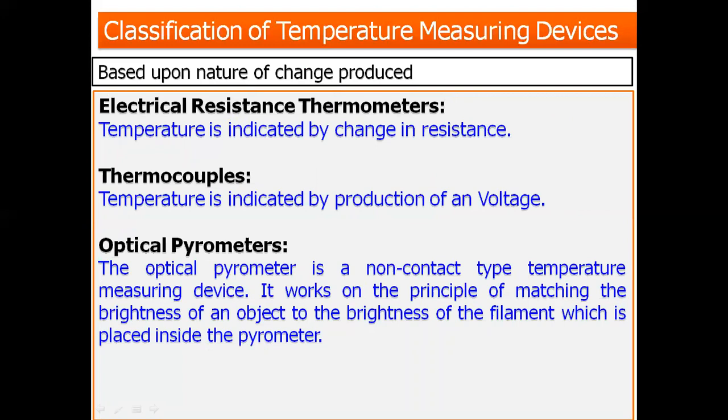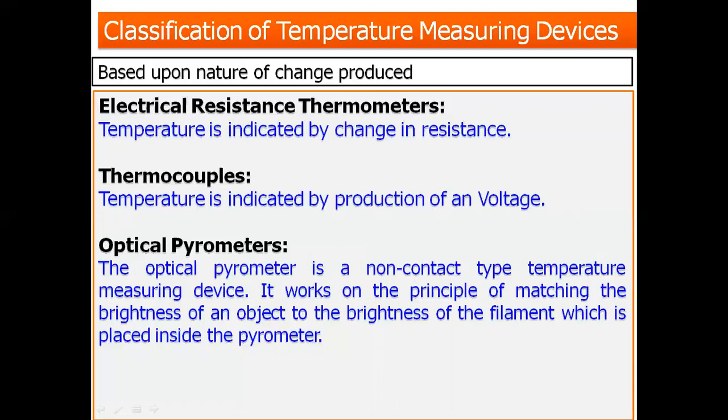Then we can have electrical resistance thermometers. Over here, as the temperature changes, the resistance of the device changes, and when that device is clubbed with an electronic circuit, it can give you a change in the resistance, and that indirectly gives you the change in temperature. Then we have thermocouples. In a thermocouple, the temperature change is indicated by the production of voltage. We have already discussed that whenever the two junctions are at different temperatures, a voltage is produced. Then you can have pyrometers or optical pyrometers.